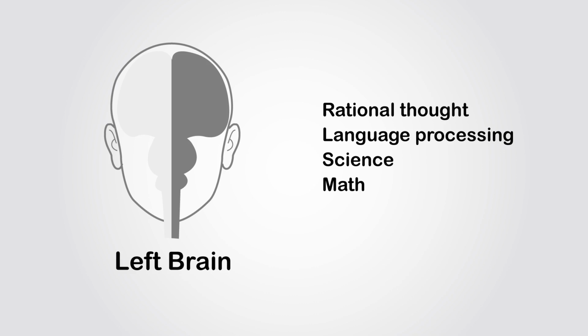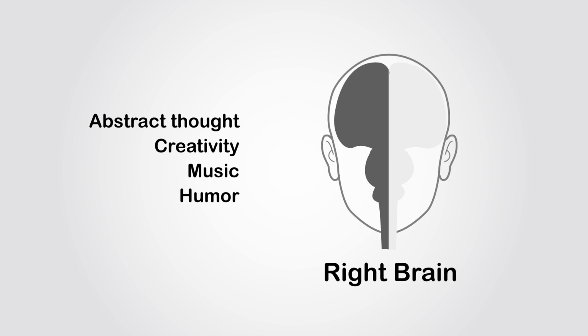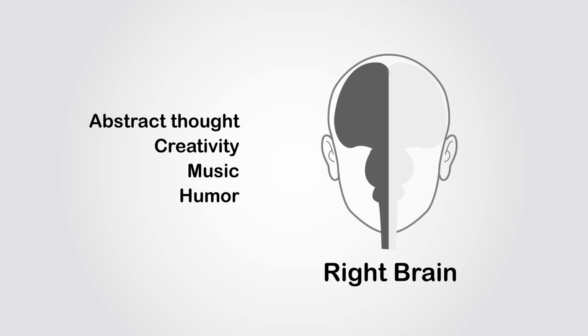Remember that your brain's two halves have specific functions. The left side of your brain is used for rational thought, language processing, science, and math. The right side of your brain is used for abstract thought, creativity, music, the arts, humor. When you have a problem on the left side of your brain, you won't be as good at linear, rational thinking, but you'll often excel in other things, the arts, creative things.